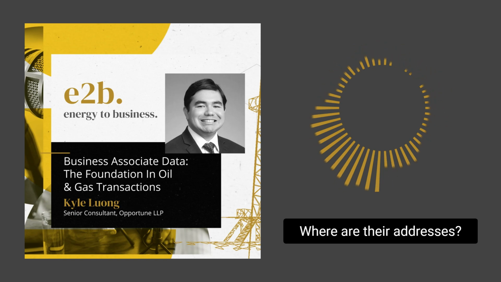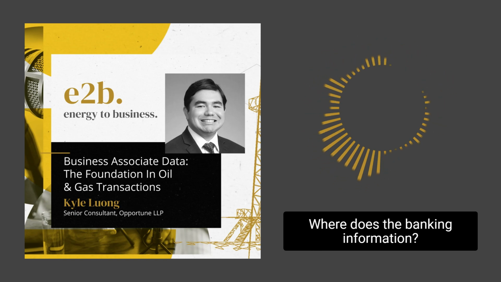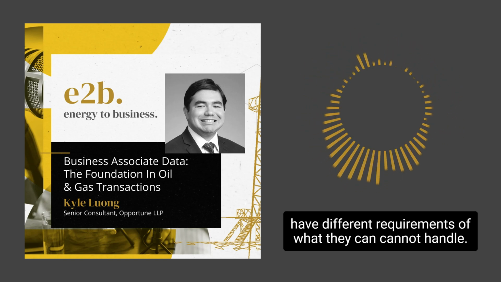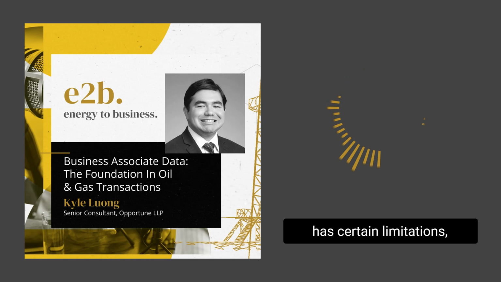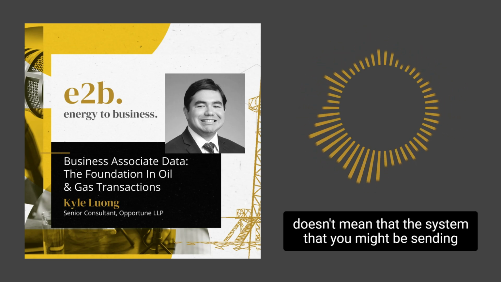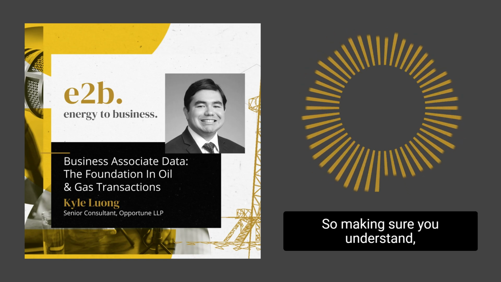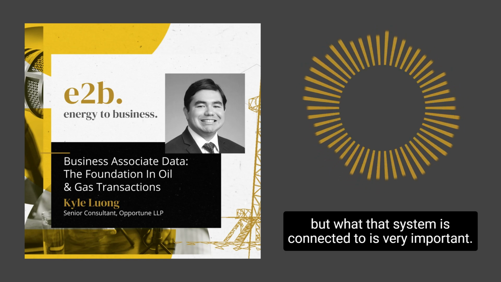What are their names? What are their addresses? What are their contact information? For the banks, what is the banking information? And all of these different systems have different requirements of what they can and cannot handle. So just because your main accounting ERP system has certain limitations doesn't mean that the system that you might be sending this information into has the same limitations.